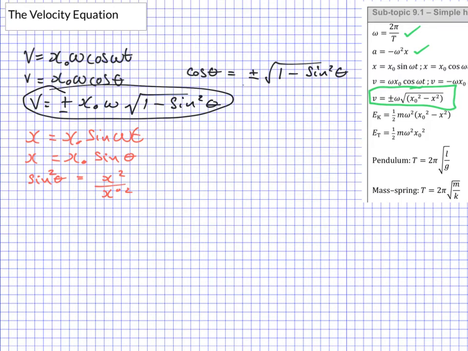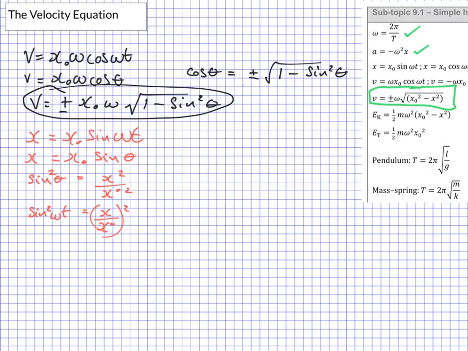That's convenient, because look what I have up here: a sine squared theta that also appears in my first statement. Let me make that a little bit different, again using theta is equal to omega t. I'm going to say sine squared omega t is equal to x over x naught, in brackets, squared. Okay, we're nearly there.